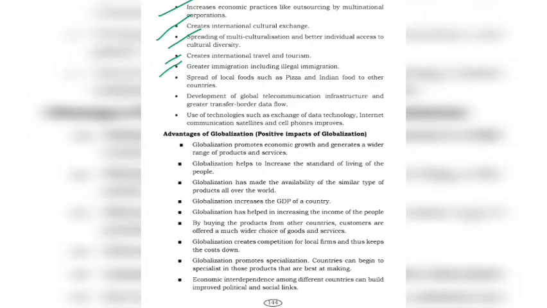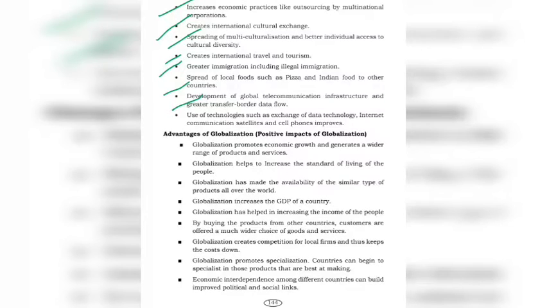So the next point is spread of local food such as pizza and Indian food to other countries. We came to know about their food. The other people came to know about Indian food. Development of global telecommunication infrastructure and greater transfer, broader data flow. So what has also happened with the help of globalization? We started exchanging technology, we started exchanging our communication systems. So that has created a good infrastructure in the communication sector.